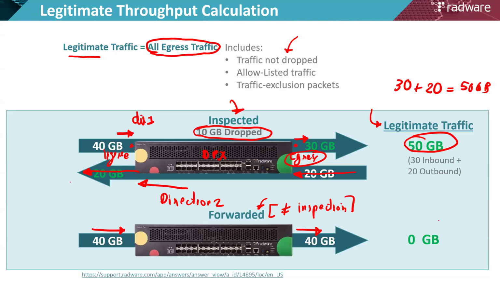So if you're using this in forward mode, that means the Defense Pro port just acts like a bridge. We are not inspecting, we are not dropping. And in that case, the legit traffic would be 0. We will not be categorizing that as legitimate traffic. So this is how you classify whether traffic is legitimate or not.